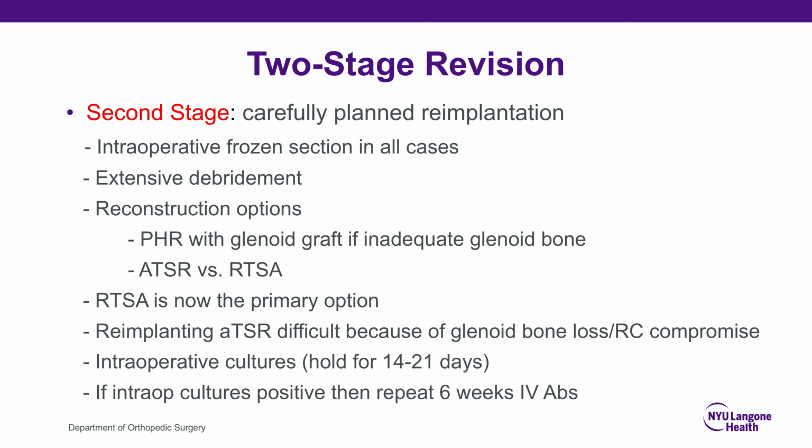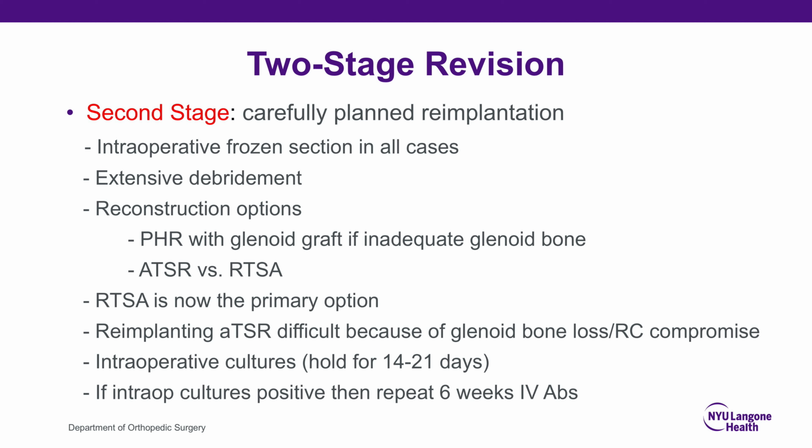The second stage consists of a carefully planned reimplantation. I use intraoperative frozen sections in all cases, and that will help me guide treatment. A positive frozen section aborts the second stage, and we proceed with the first stage repeated. There's an extensive debridement. The reconstruction options consist of either proximal humeral replacement with glenoid bone graft. I use that when there's inadequate glenoid bone to implant a glenoid component.